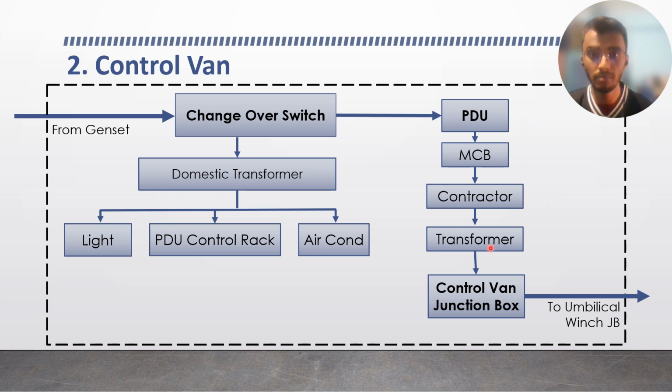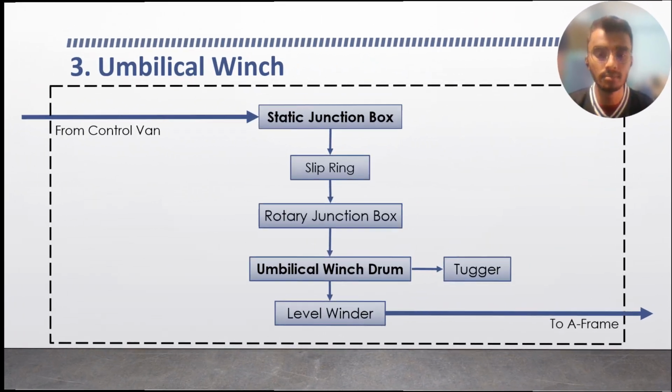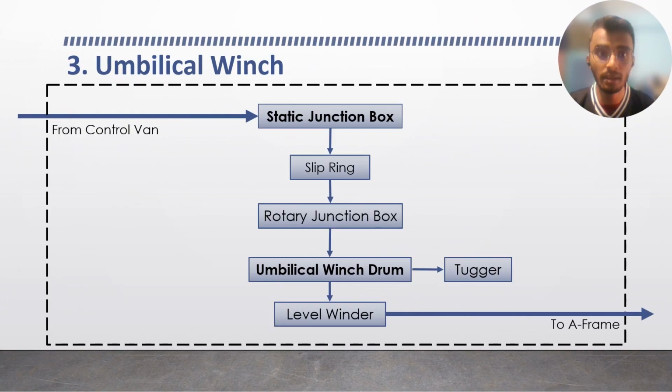Then from the PDU, it will go to the transformer and then to the control van junction box before it goes out from the control van. From the control van, the power will pass through the umbilical winch static junction box. Then it will go to the slip ring. From the slip ring, it will go to the rotary junction box. Then it will go to the umbilical winch drum.